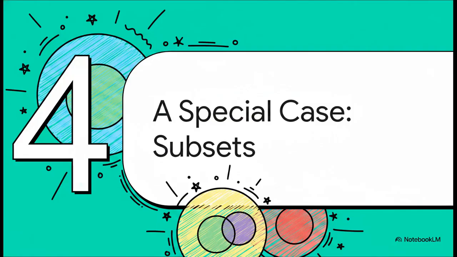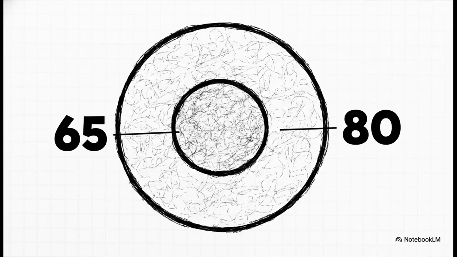Now let's get into a really interesting, special kind of overlap, the subset. This is what happens when one set is completely, 100% contained inside of another one. So let's make this real with an example. Let's say we have a set A, and its cardinality is 65. Then we have set B with a cardinality of 80. And the key piece of information is this. Set A is a subset of set B. Our mission is to figure out everything we can about how these 2 sets relate to each other.